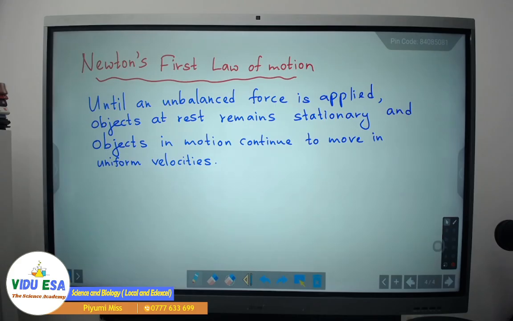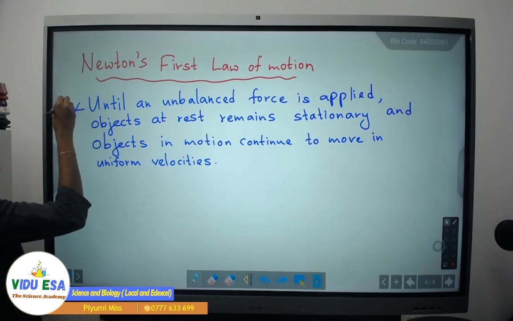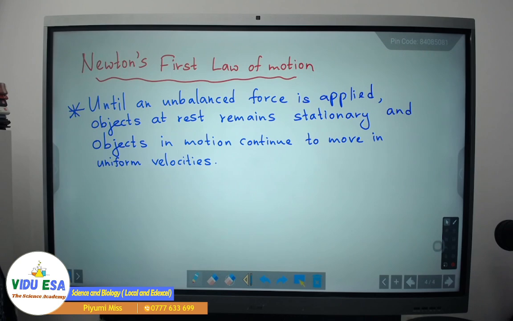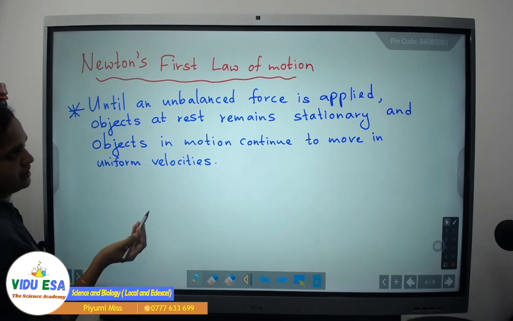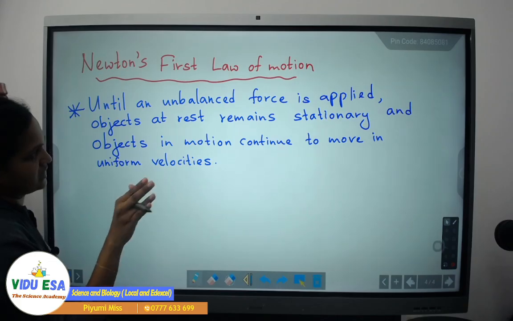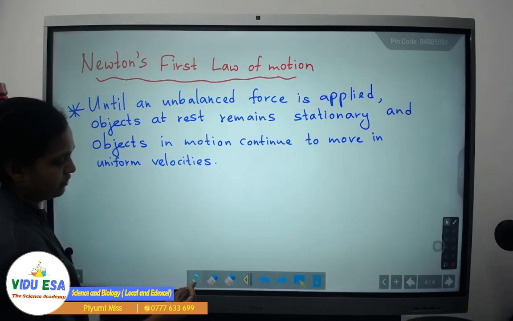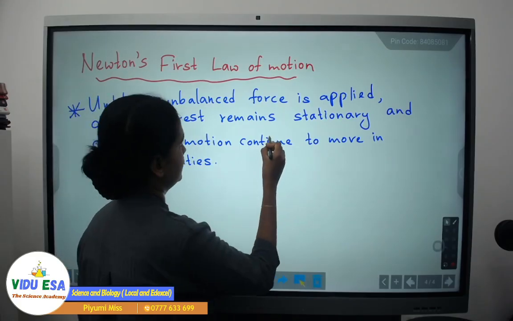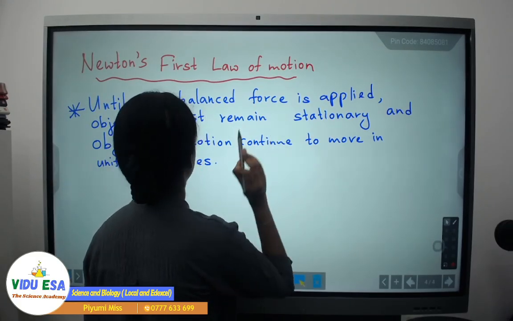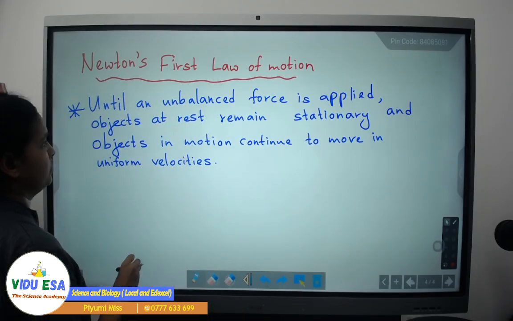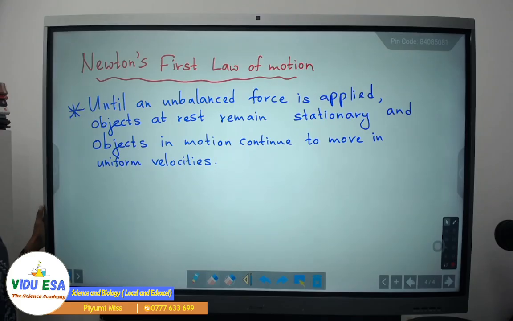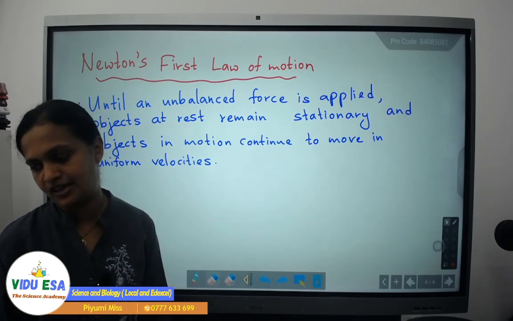Right? And this is Newton's first law of motion. Remember it well. Until an unbalanced force is applied, objects at rest remain stationary, and objects in motion continue to move in uniform velocities. Right? That is Newton's first law. Now, applications I will discuss next time.